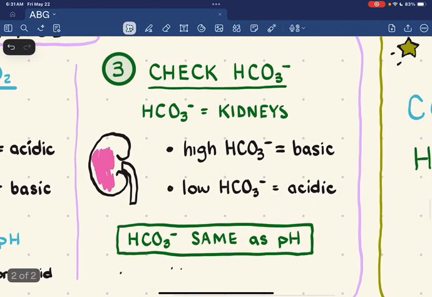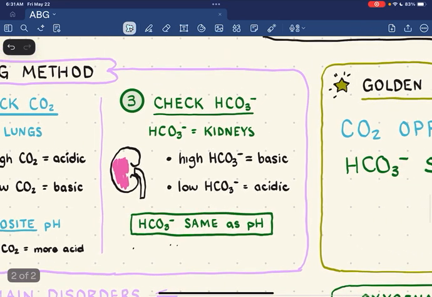And there's something called bicarbonate. That's HCO3 negative. That's controlled by the kidneys, and that's why that kidney is there. It basically acts like the body's natural acid blocker. So more bicarbonate is more basic, less bicarbonate is more acidic. That's why I said HCO3 is the same. So high is high, low is low. So more basic, more acidic.